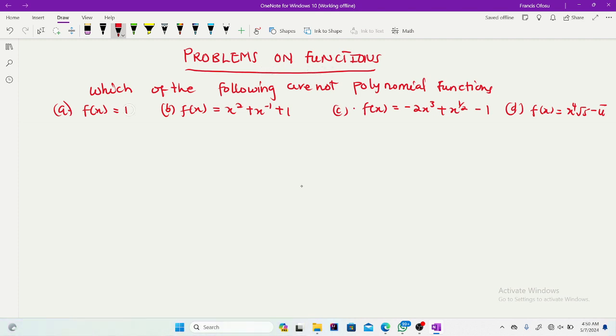So it says, which of the following are not polynomial functions? I have these four functions for us to analyze whether they are or they aren't polynomial functions. We've treated polynomial functions in our previous video, so we're just going to apply it here.